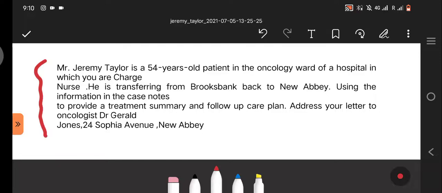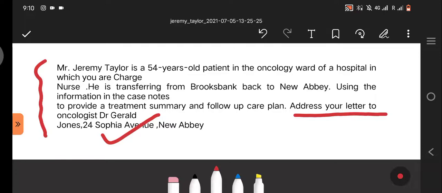In this writing task, the reader's information is given, right? Address your letter to oncologist. So we are writing this letter to an oncologist. So the reader's name is clear.